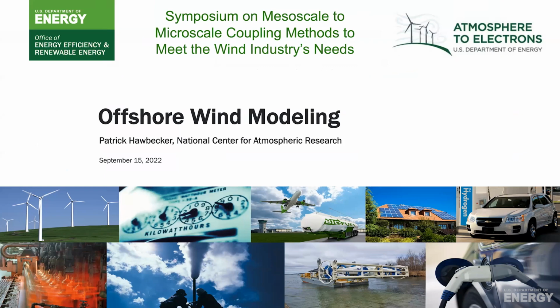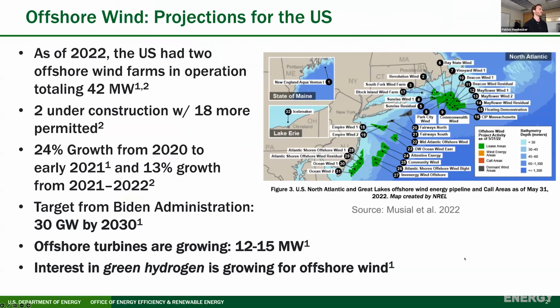So I'm Pat Hallbecker from NCAR, and I'm going to discuss some of the work we've been doing on offshore wind modeling. As was alluded to in the intro yesterday, offshore wind in the US is projected to increase. As of this year, the US had only 2 operating wind farms, but 2 more under construction and 18 more permitted. Even in just the mid-Atlantic, the US North Atlantic, there are a lot of wind leased areas ready to go. From 2020 to 2021 there was 24% growth and an additional 13% from 2021 to 2022. With the target from the Biden administration being 30 gigawatts by 2030, it's going to have to grow a lot more in the next 7 years.